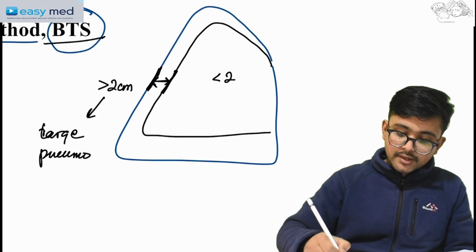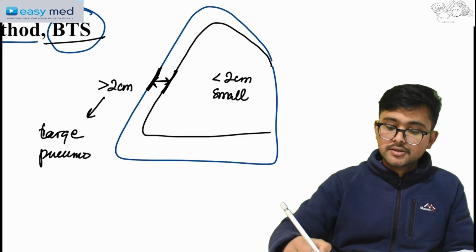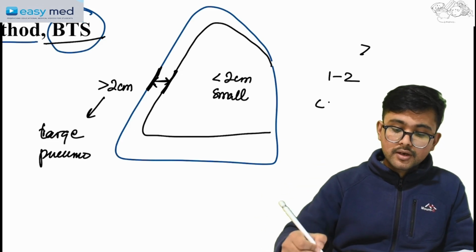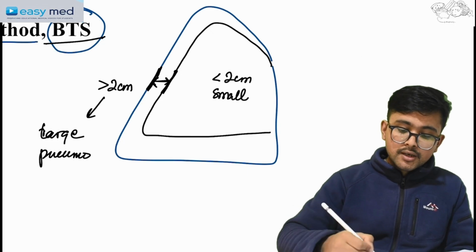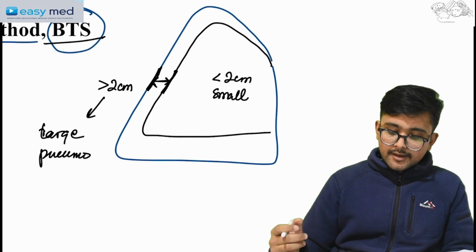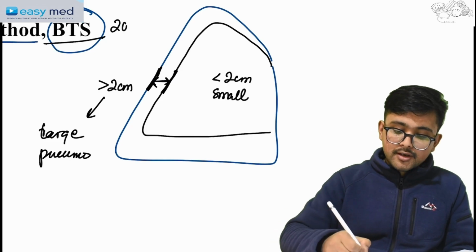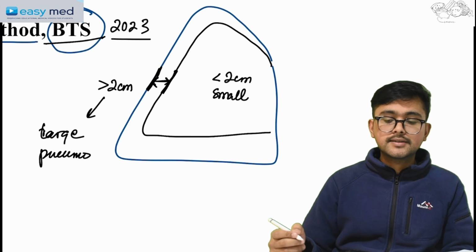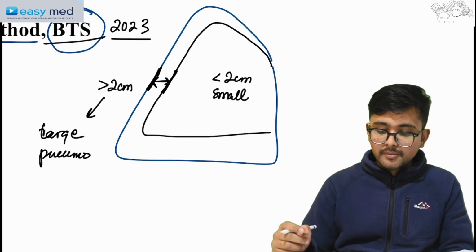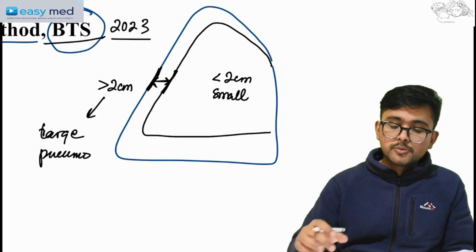If this is less than 2 centimeters, they say it's a small pneumothorax. Of course, there are other guidelines that mention 3 centimeters, 1 to 2, less than 1. Again, these are just to confuse you, because updated guidelines on management don't really focus on the size. But to make things clear and easy, the 2023 updated British Thoracic Society guidelines say that if the size is more than 2 centimeters, it's a large pneumothorax. If the size is less than 2 centimeters, it's a small pneumothorax.